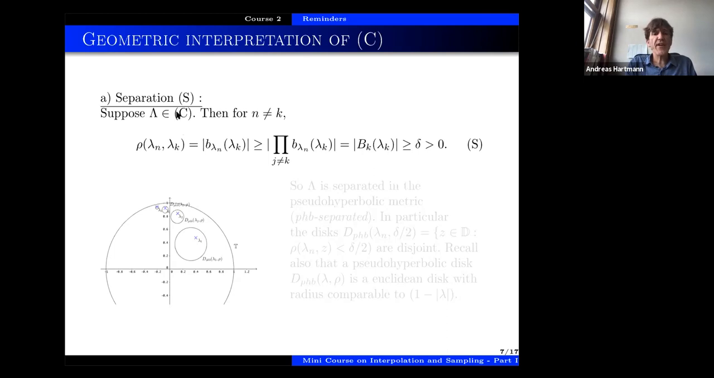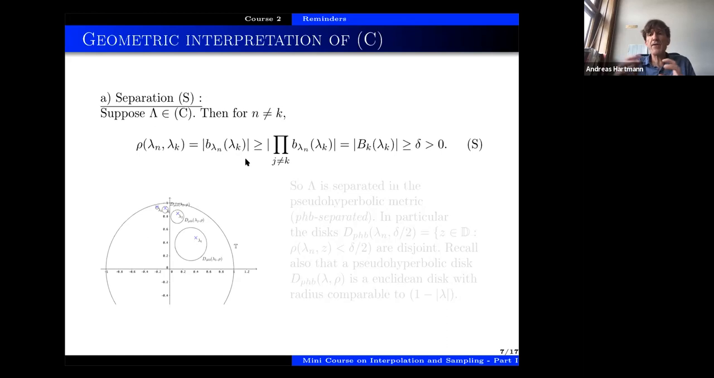So let's suppose that lambda satisfies the Carlson condition. Now I want to compute the distance between lambda n and lambda k. And as we have seen yesterday, this metric is defined as the modulus of the Möbius transform in lambda n with respect to lambda k. But this is also an elementary factor of the Blaschke product.